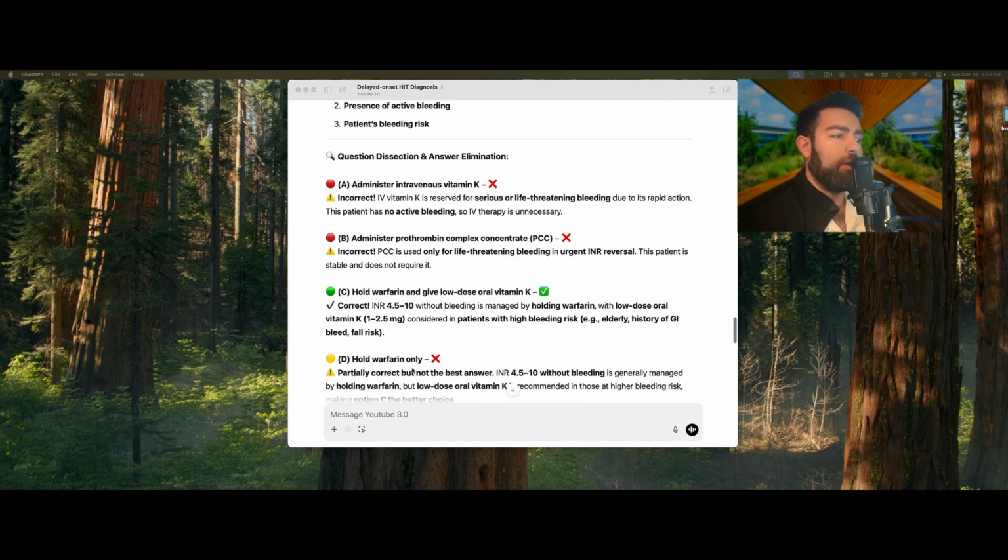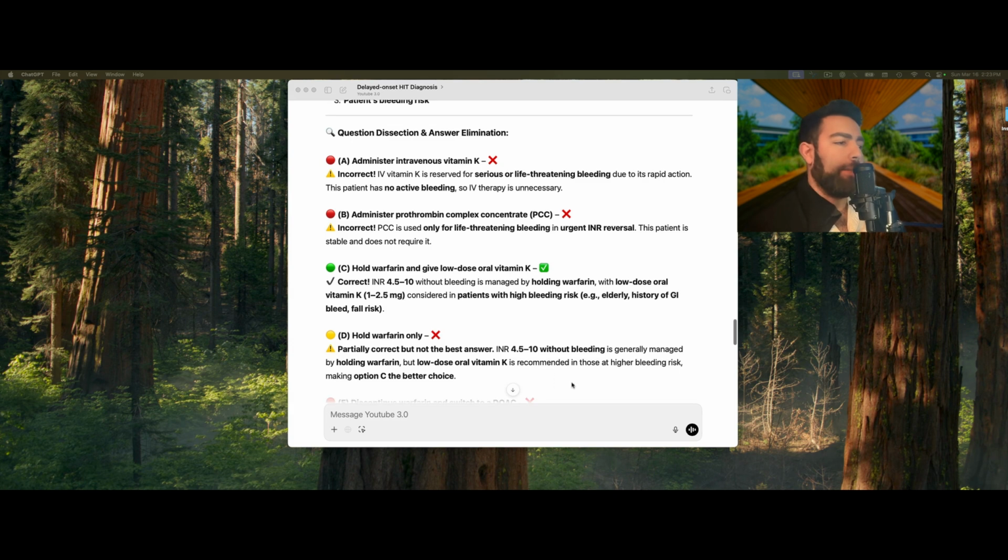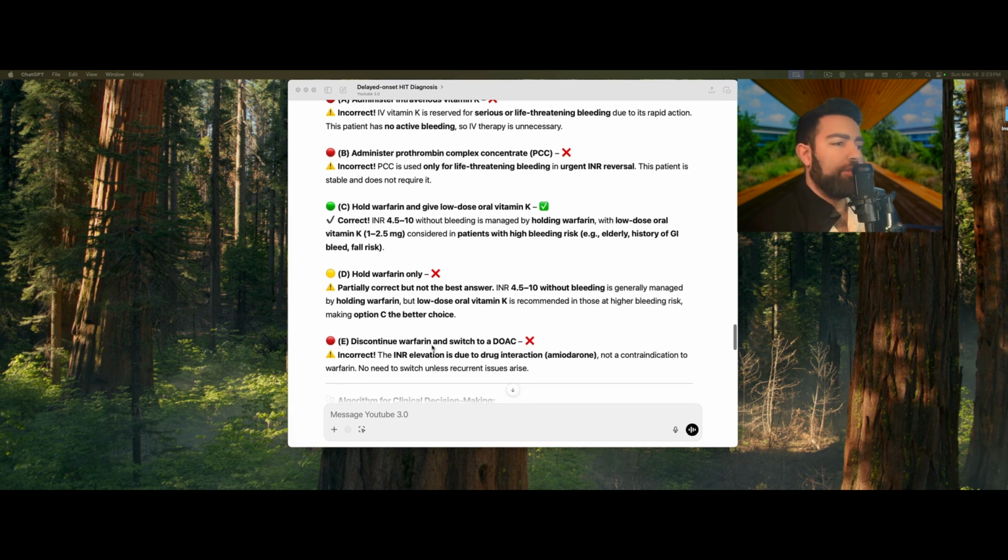And then hold warfarin only. This is partially correct, but not the best answer. Remember that for an INR of 4.5 to 10 without bleeding, we generally manage with both holding the warfarin and adding a low dose oral vitamin K. And then discontinuing warfarin and switching to another drug would be incorrect. The INR elevation is due to a drug interaction, not a contraindication to warfarin.